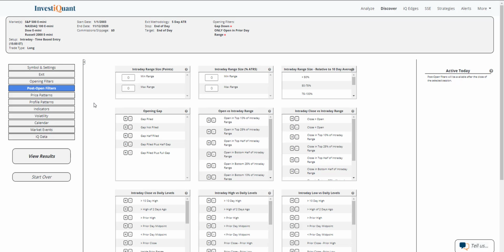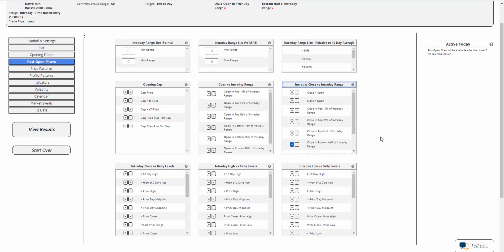So I'm going to come in here, and to add that it is trading below the prior day low and in the bottom half of the range, I'm going to first come into the bottom, add the bottom half of the range. So in this intraday close versus intraday range, I can click close in the bottom half of the intraday range. That'll mean at 3 p.m. Eastern Time, it is trading in the bottom half of the intraday range. And then to say it is trading below the prior session low, I need to go down to the intraday low versus daily levels and hit equals next to below prior low.